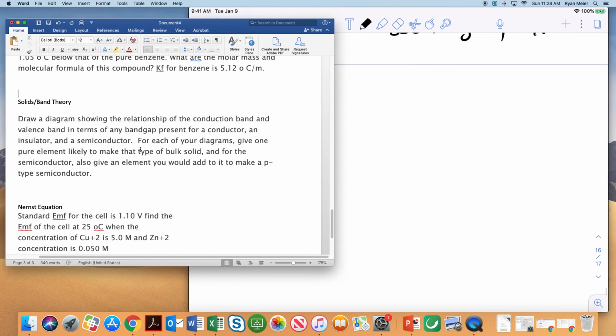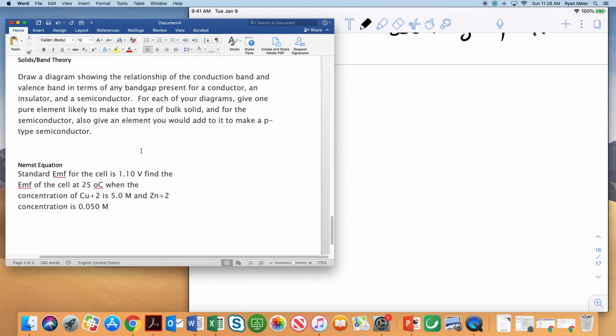Now, one last example to wrap up with, and this is actually more recent. This is the Nernst equation. Here we're told that the standard EMF for a cell is 1.10 volts. Find the EMF of the cell at 25 degrees Celsius when the concentration of copper 2+ is 5 molar, and the zinc concentration is 0.05 molar. So a couple things here. First off, we're going to need to know what reaction is happening.